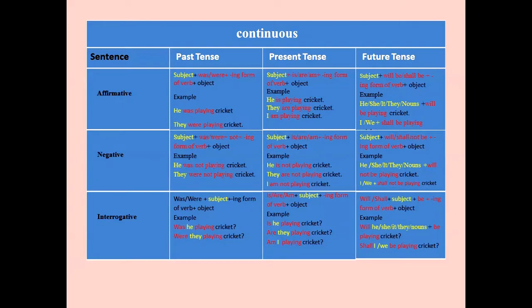Now in future tense, will and shall will begin the sentences, and then subjects will follow them. After that, be and progressive form of verb will be there, and then the object will come. Like, will he be playing cricket, or shall we be playing cricket?